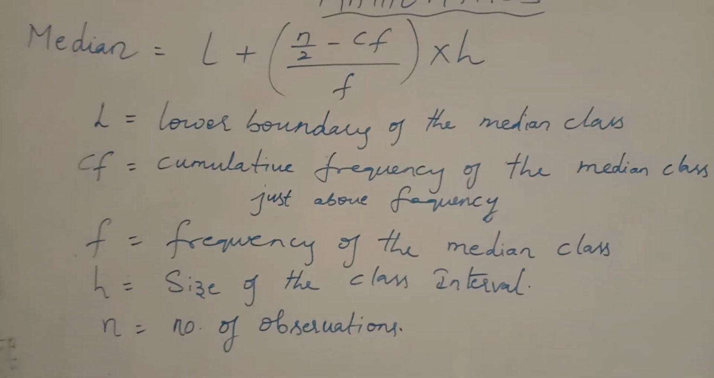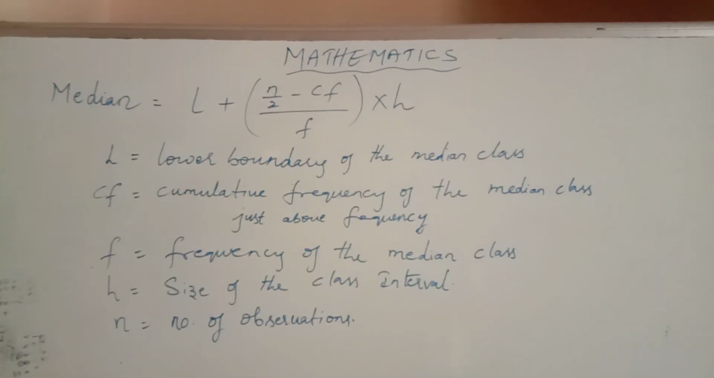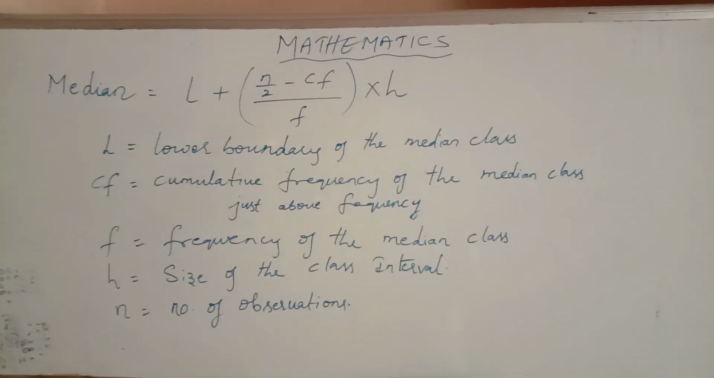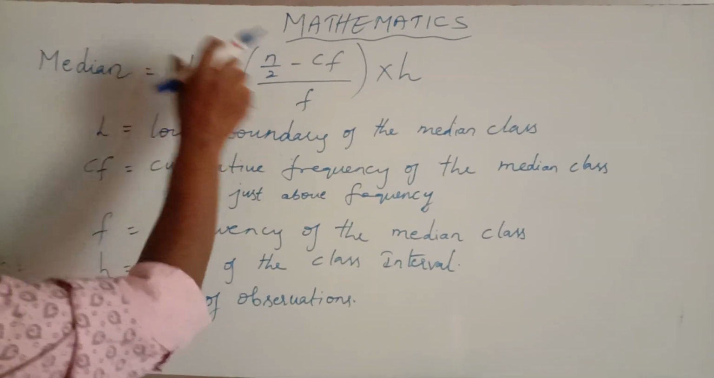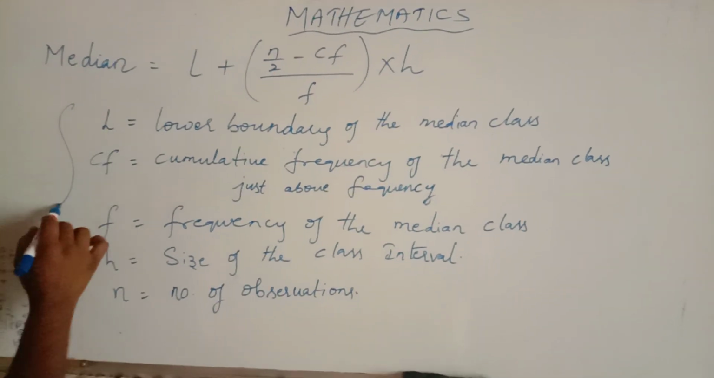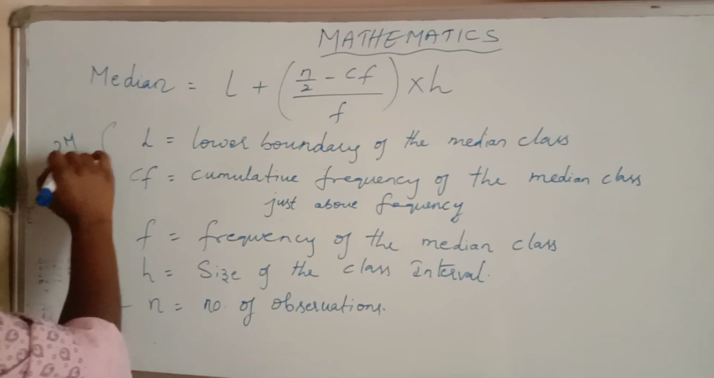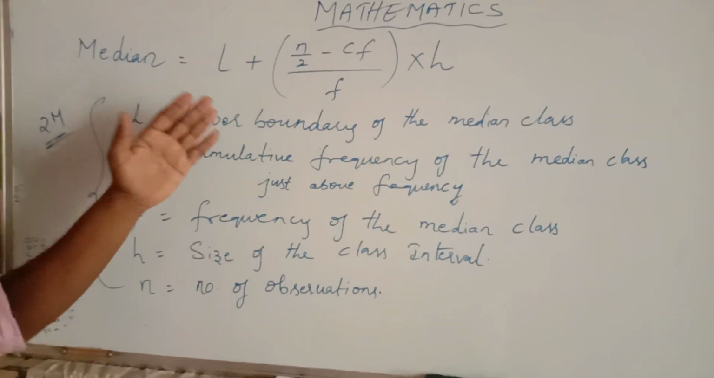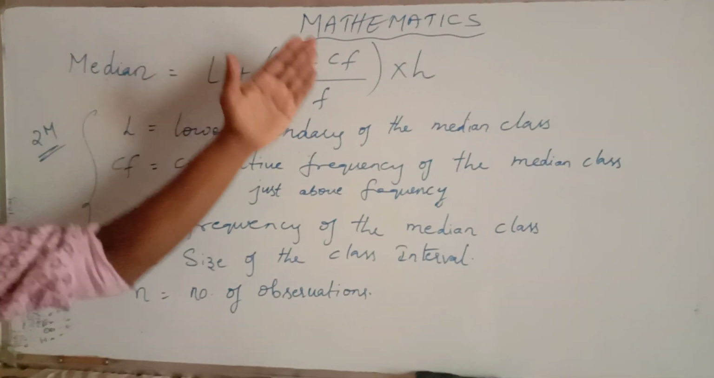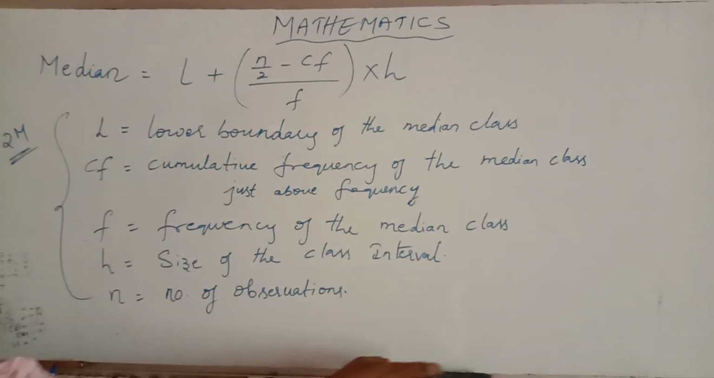So this is about the median of a group of data. He asks a question for 2 marks: write a formula for the median of a group of data and explain the terms in it. If you write the formula and explain it, you will get 2 marks: 1 mark for writing the formula and 1 mark for the explanation of each and every term. Based on this formula, we'll see one question.